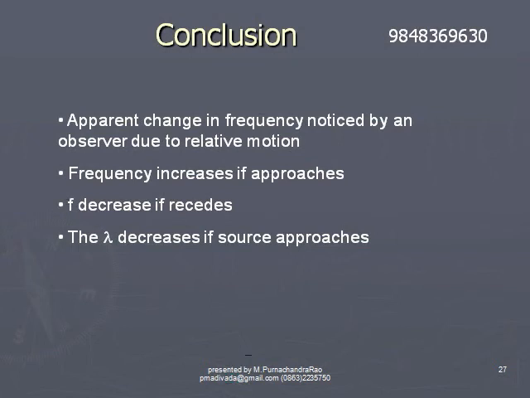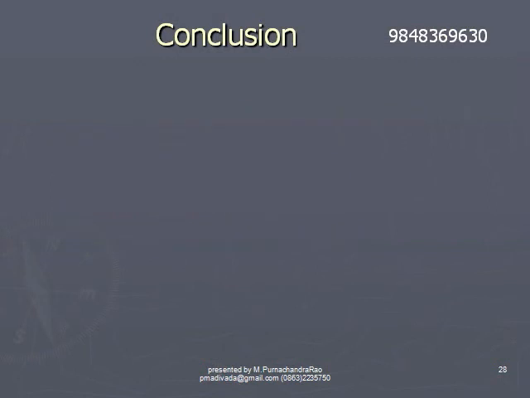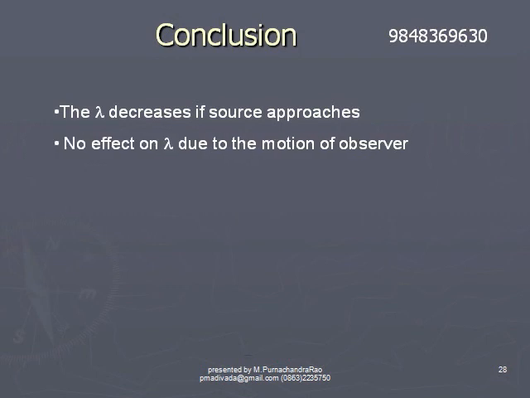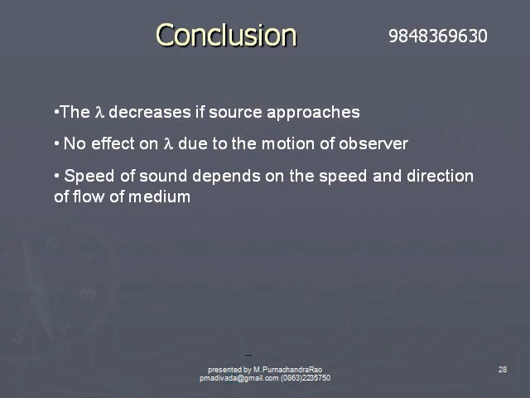The wavelength lambda decreases in case of the source approaching. If the source is receding, the wavelength observed by the observer will increase. There will be no change in wavelength due to the motion of the observer, since the wavelength of the wave emitted by the source does not change.